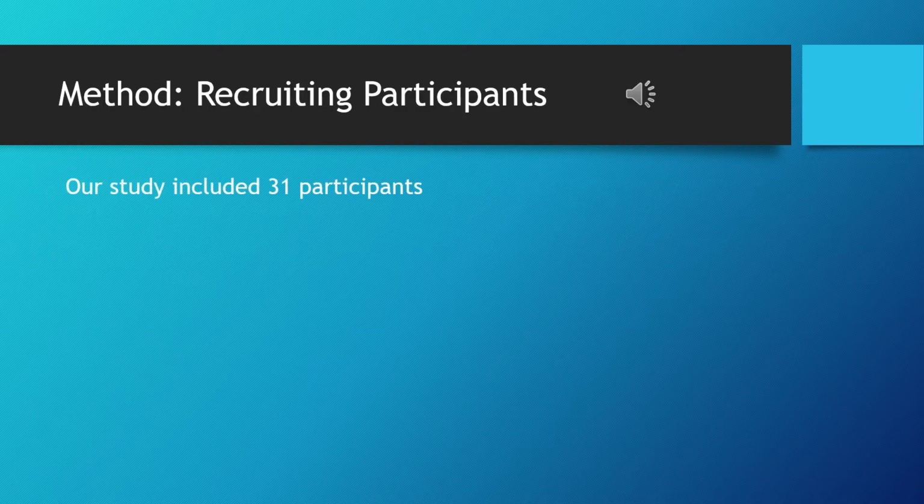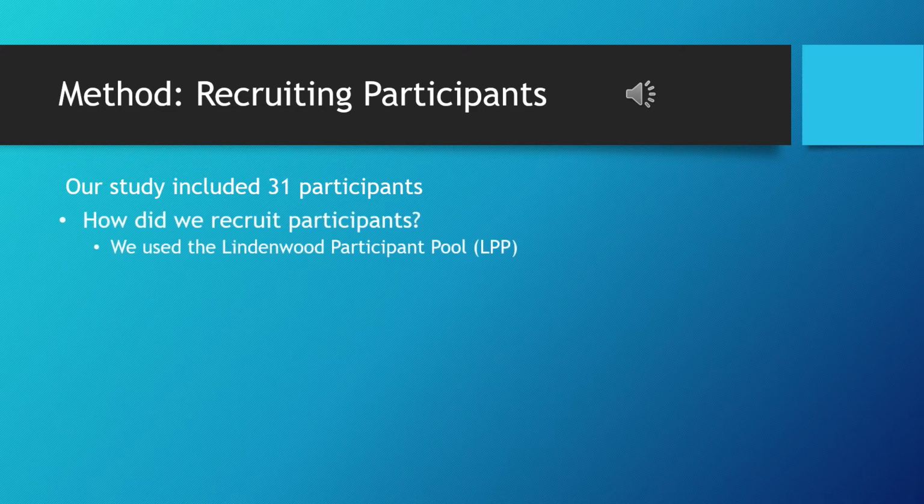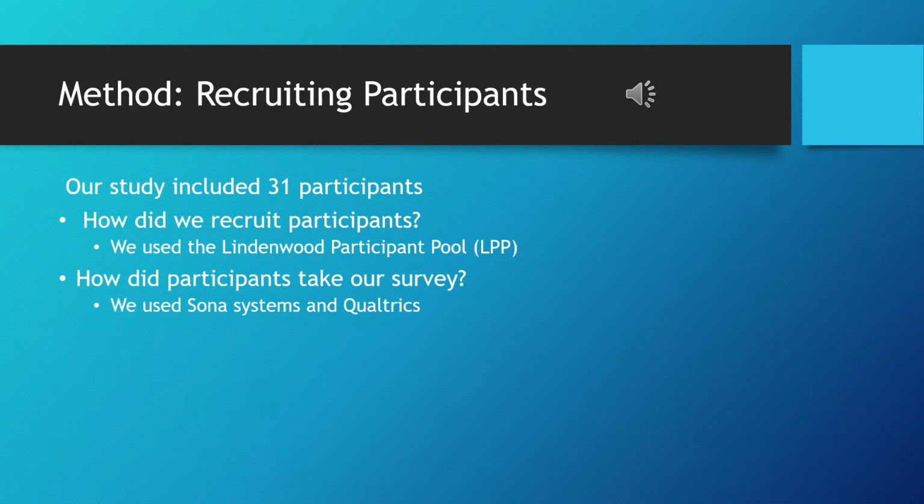On this slide, I'm going to be talking about how many participants we had and how we recruited participants. In our study, we collected data from 31 different participants. The participants were recruited through the Lindenwood Participant Pool, also known as the LPP. The LPP is a pool of students at Lindenwood that can be recruited to participate in research studies and in exchange can earn bonus points in eligible classes. Participants signed up for our study on Sona Systems, where they were then directed to take our survey that was created through Qualtrics, which is an online survey platform.